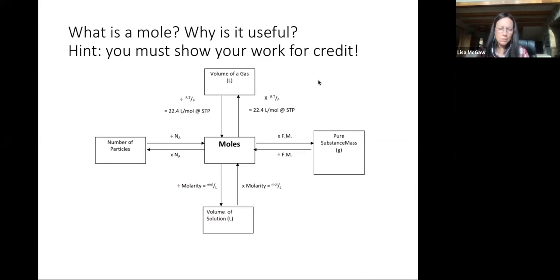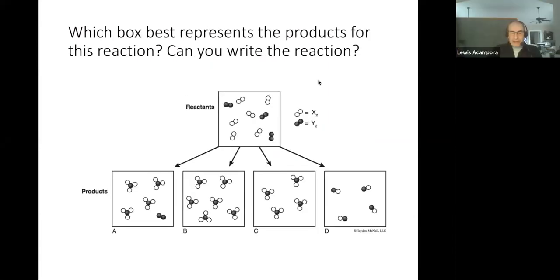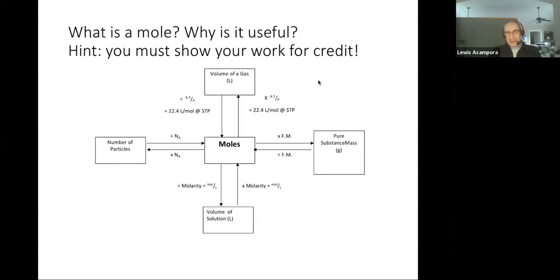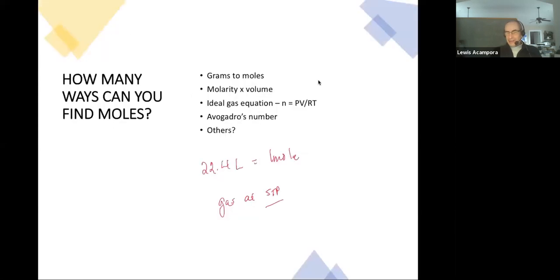Even when you're going to do a little technique I'm going to show you today, you still have to show your work for moles. And Ms. McGaw, yes. I thought you were going to mention, because some of you may have studied electrochemistry yet, and if you haven't, you will, and you're going to find it necessary to convert from coulombs to moles of charge, and you'll use something called Faraday's constant there.